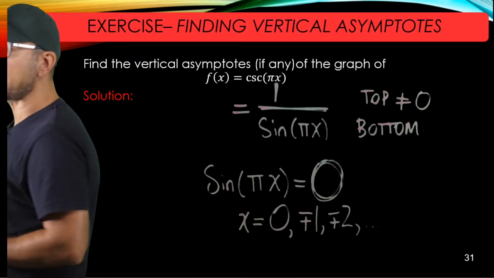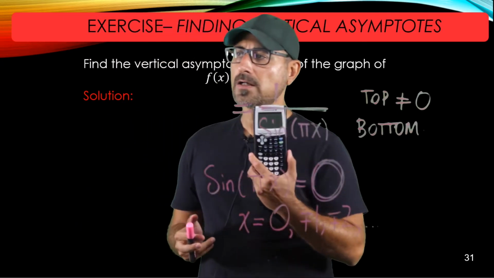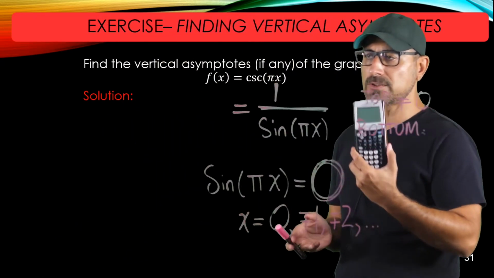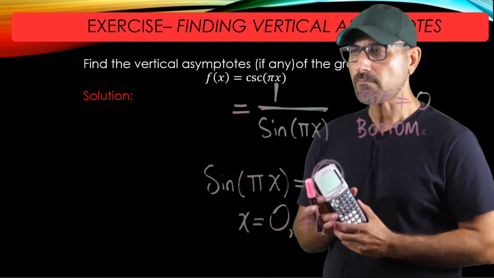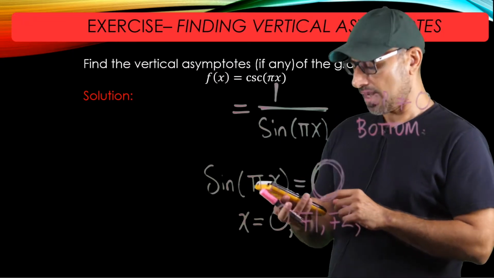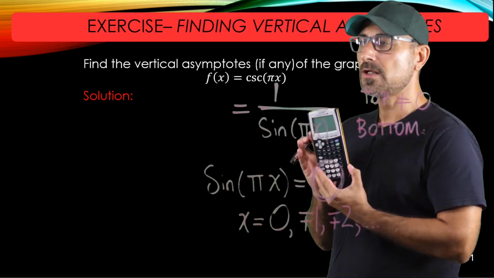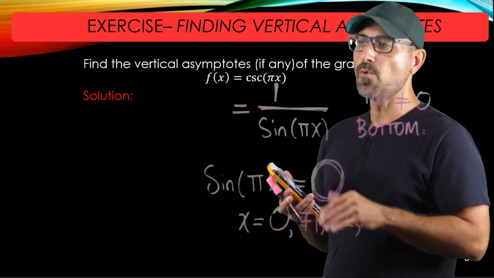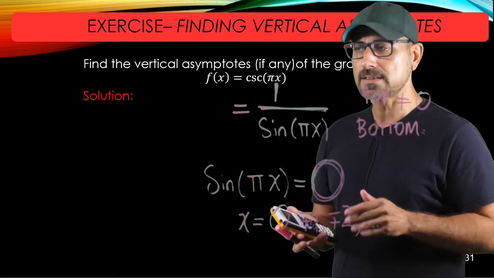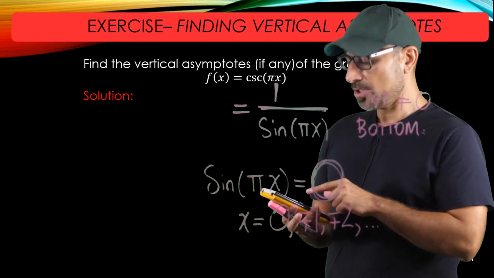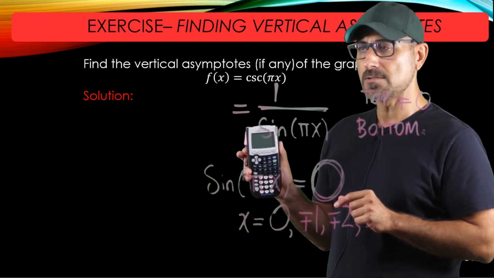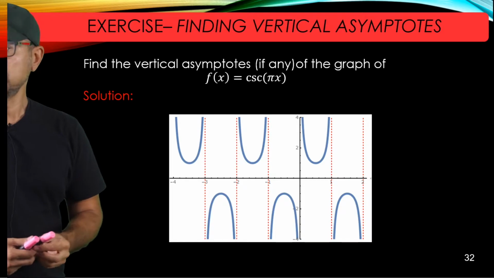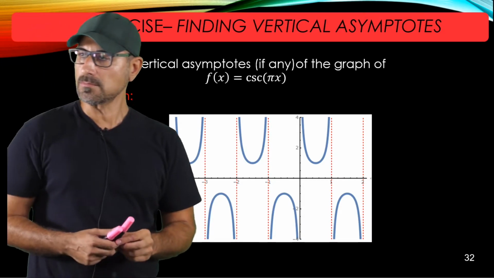If you graph the function cosecant pi x using your calculator, here's a tip for you: there's no cosecant button. So all you can do is define your function to be 1 over sine pi x, and don't forget to set the calculator to radian mode. This is what you get after we graph the function.